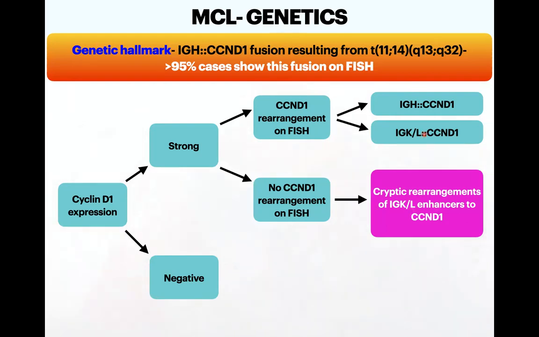This is a new thing that they have added in the new classification. Just remember this: in the translocation involving IGH, the other gene goes to the IGH. While in translocations involving kappa and lambda, the kappa or lambda enhancer goes to the other gene. So there are sometimes cryptic rearrangements beyond the limit of detection by the resolution of FISH. If a rearrangement is smaller than that, FISH will not be able to detect it. In that case, you will find strong expression of cyclin D1, but there will be no CCND1 rearrangement. So genomic studies are recommended for this. And in these cases, cryptic rearrangements involving the Ig kappa or lambda enhancer to CCND1 have often been found.